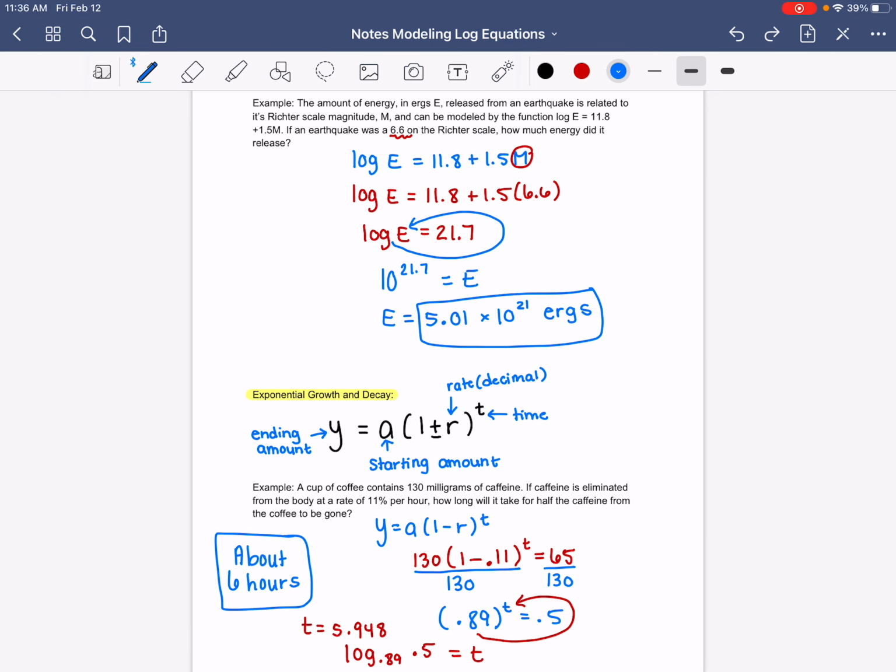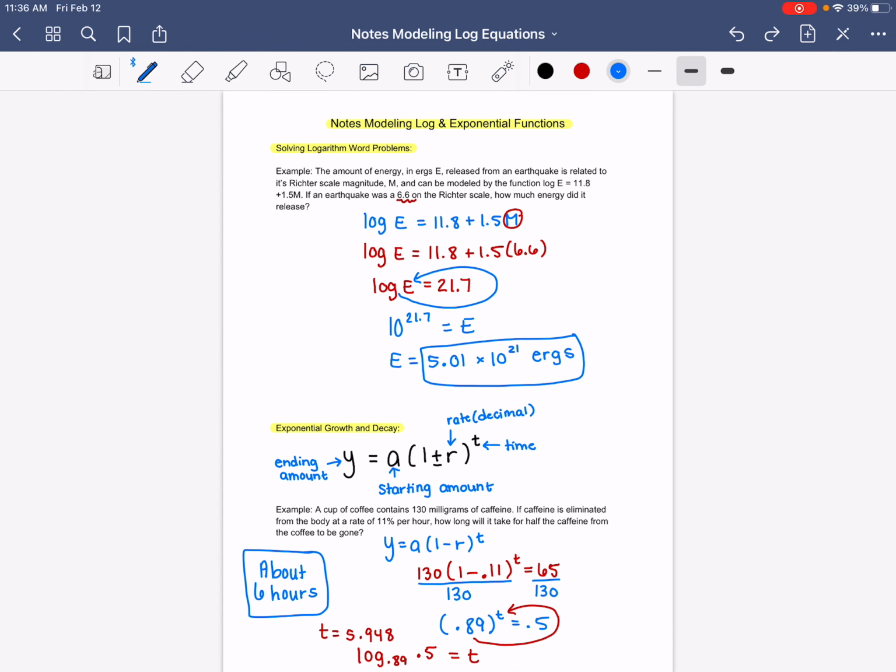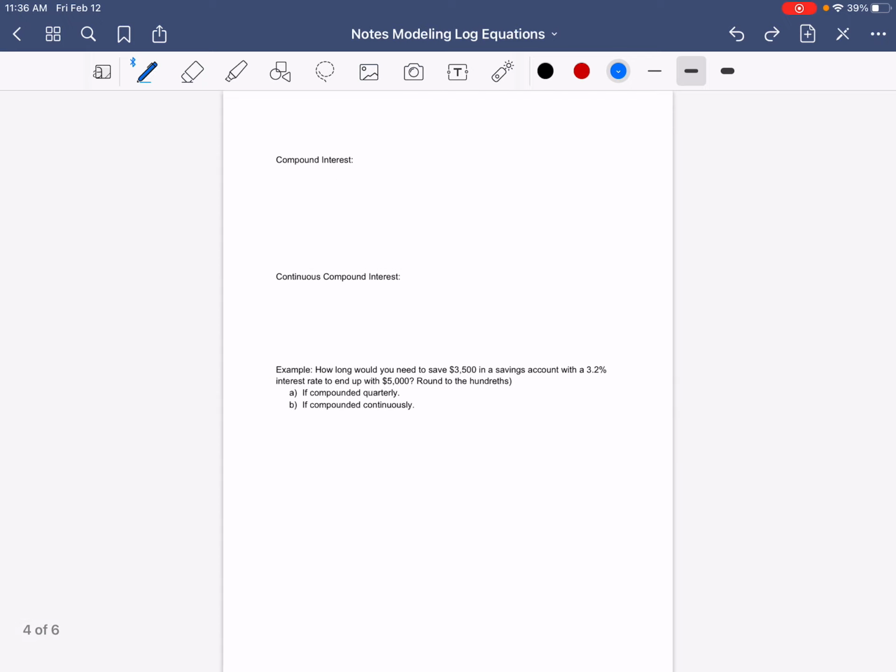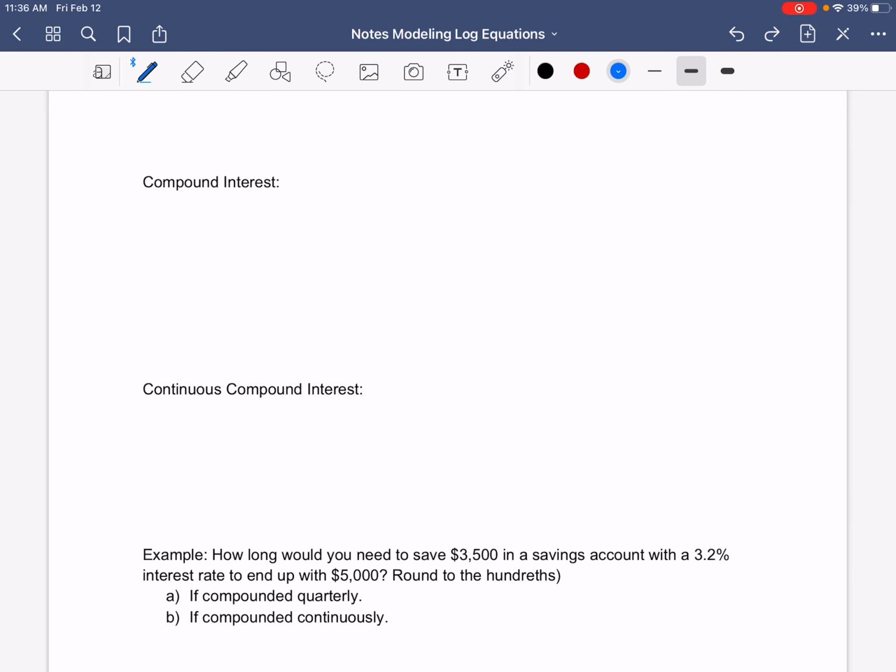Okay, so it's going to be the first page of your notes. We did one log word problem, and then we did exponential growth and decay, which is exponential. Then we're going to do some interest problems. So we're going to do compound and continuous compound interest. So compound interest is like you put money in the bank and you earn interest on that money.